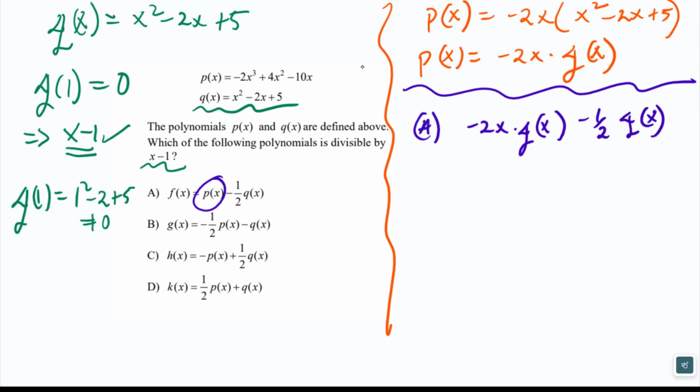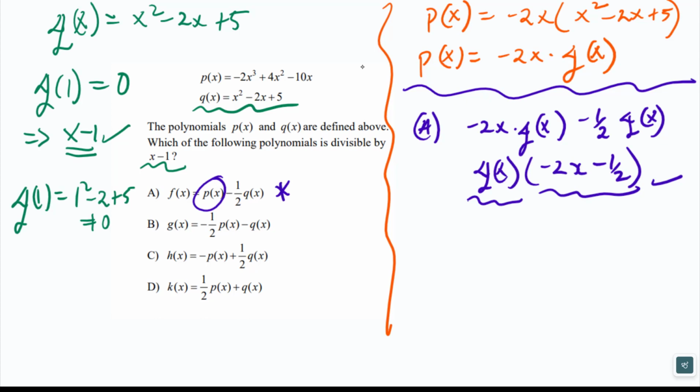Now if I factor out my q of x right here, this is simply going to be equal to negative 2x minus 1/2 times q of x. Now by clear observation, I know that q of x is not divisible by x minus 1, and obviously negative 2x minus 1/2 is also not divisible by x minus 1. So A cannot be my answer.